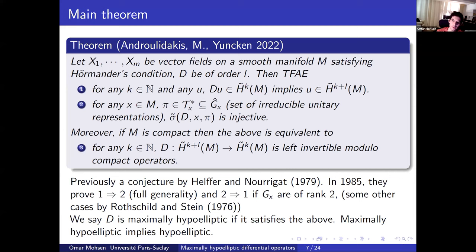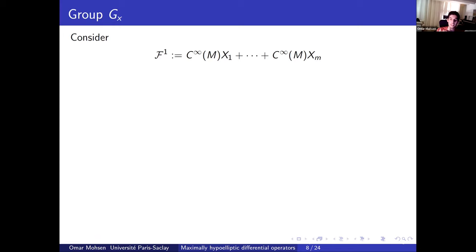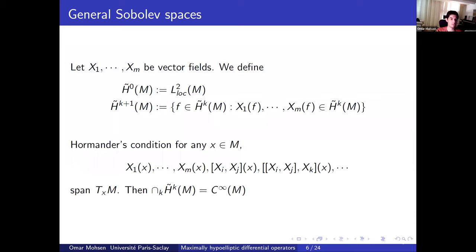So I will start with the group. The group is defined using its Lie algebra. It's the group integrating the Lie algebra. So I will define the Lie algebra. The first thing we observe is that I don't really care about the vector fields themselves. What I care about is the module generated by them. If you go back to the definition of the Sobolev spaces, you'll notice that I could replace the definition with any vector field which is in the module generated by these X_i's. The definition would be exactly the same. So what I care about is the module, not the vector fields themselves.